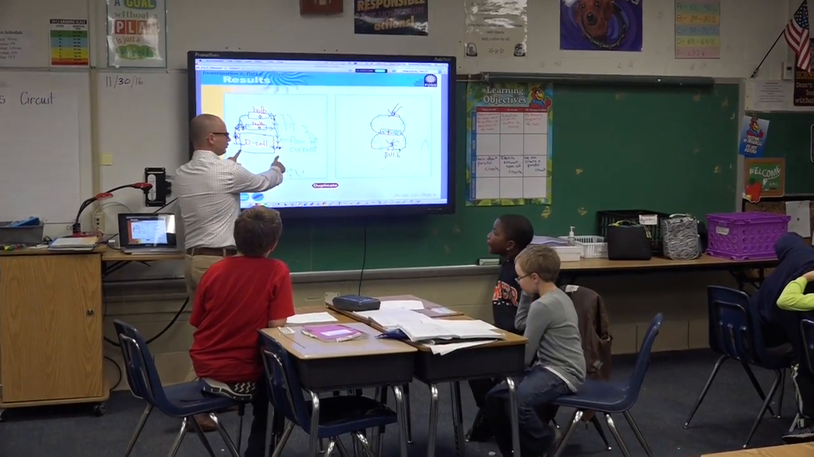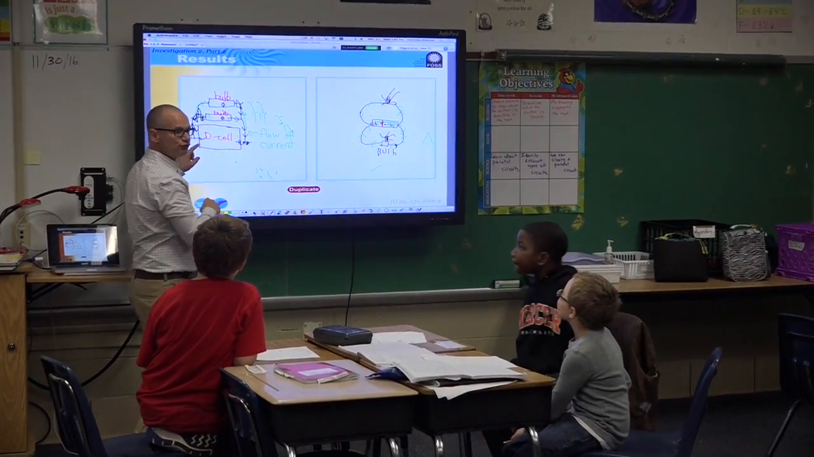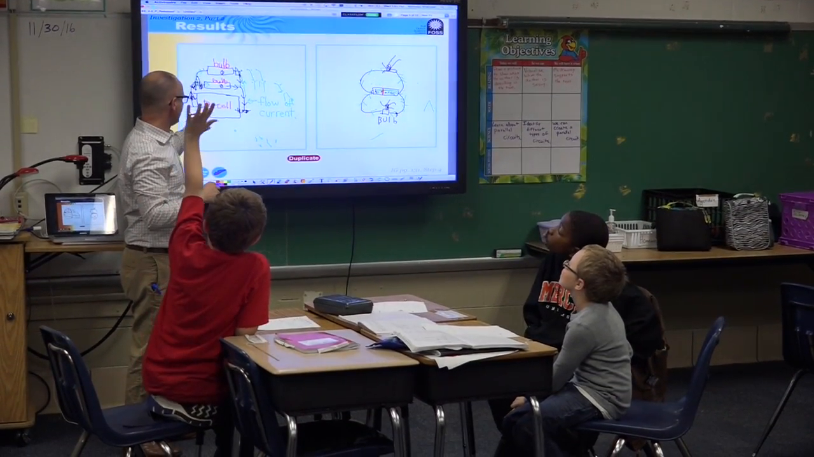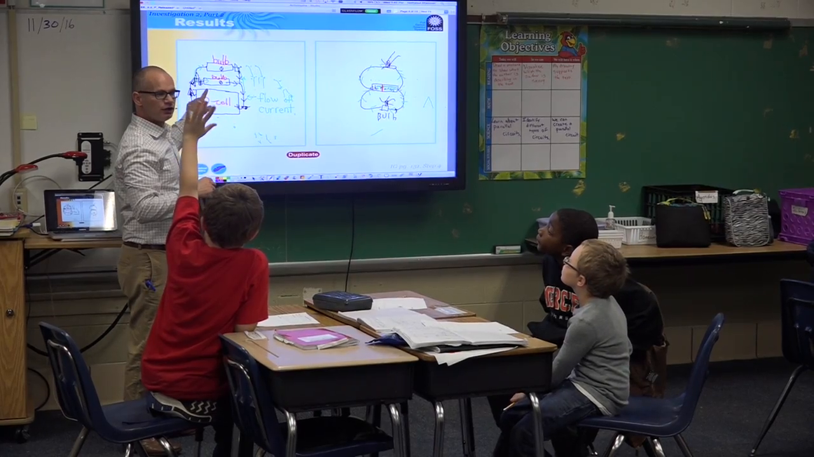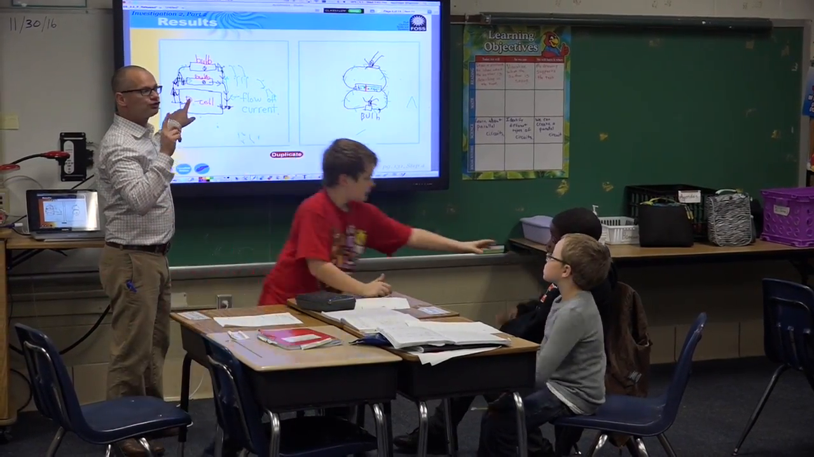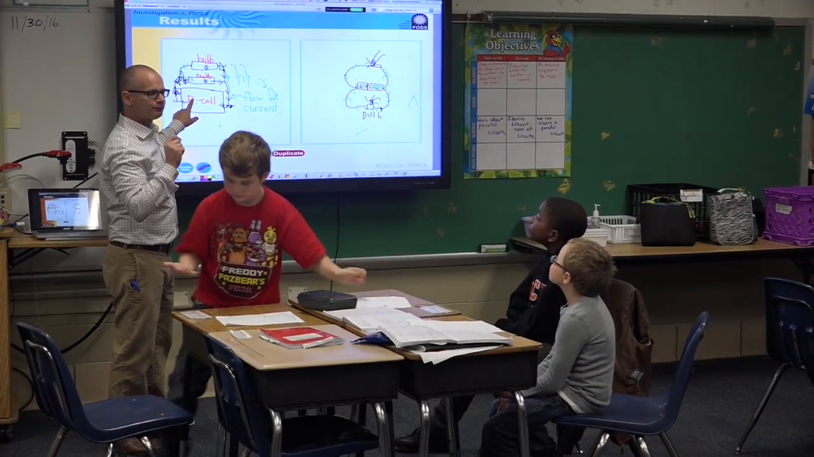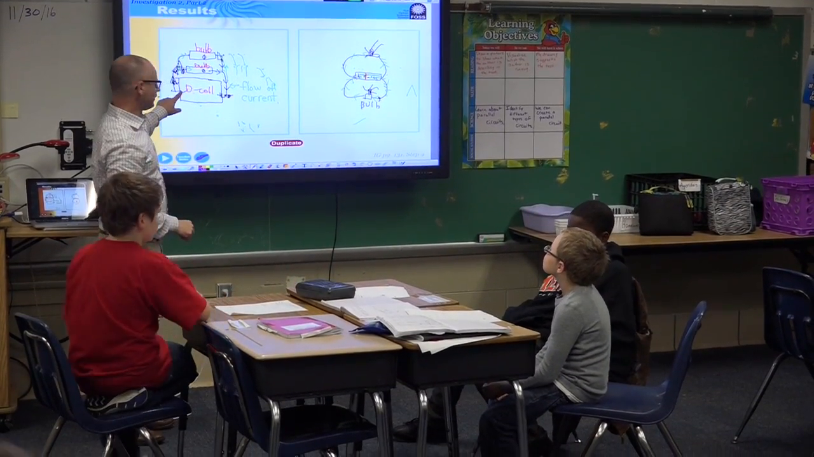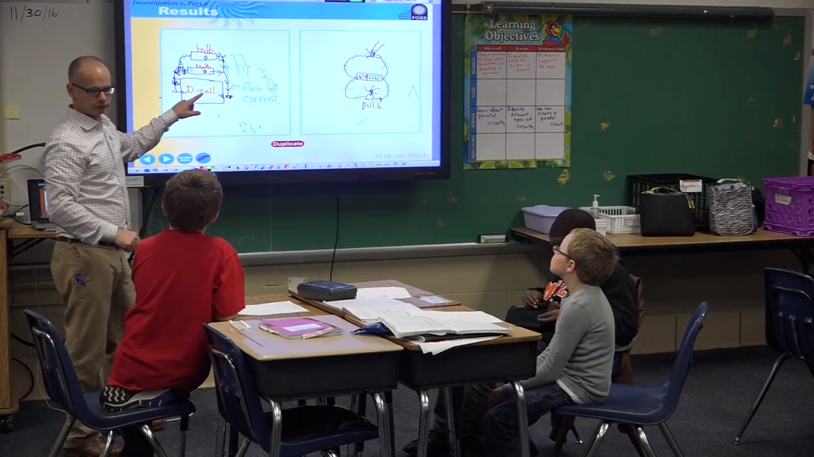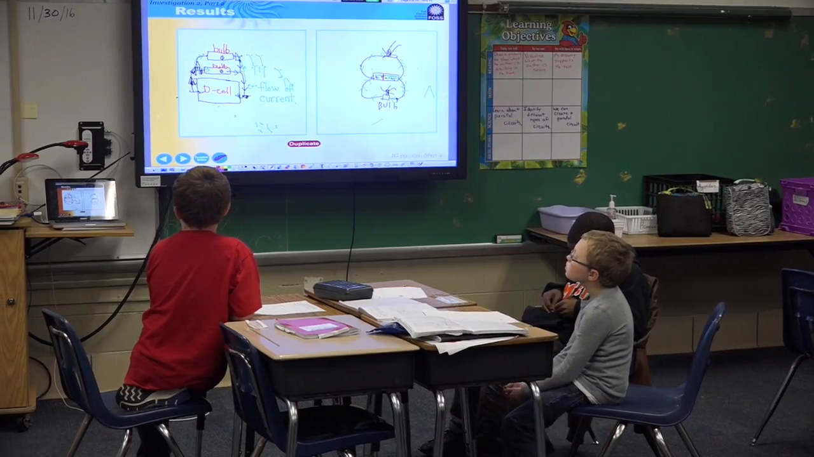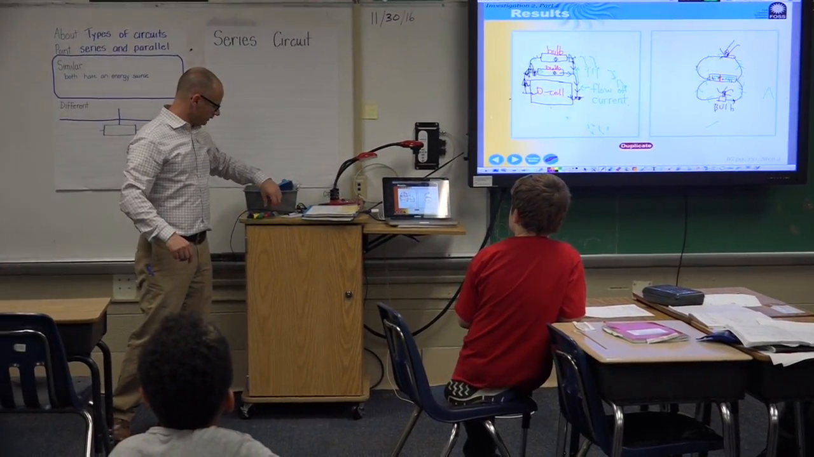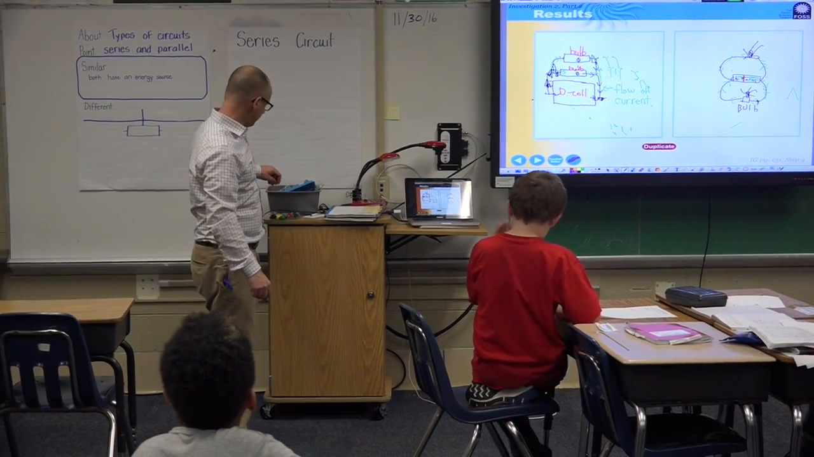Do you know what these ends are called? Anybody know what we call negative and positive? Terminals. Say that. Terminals. So the negative terminal to the positive terminal. All right. That happens in both. Now look below. There's a question below the box that says, how are they different?